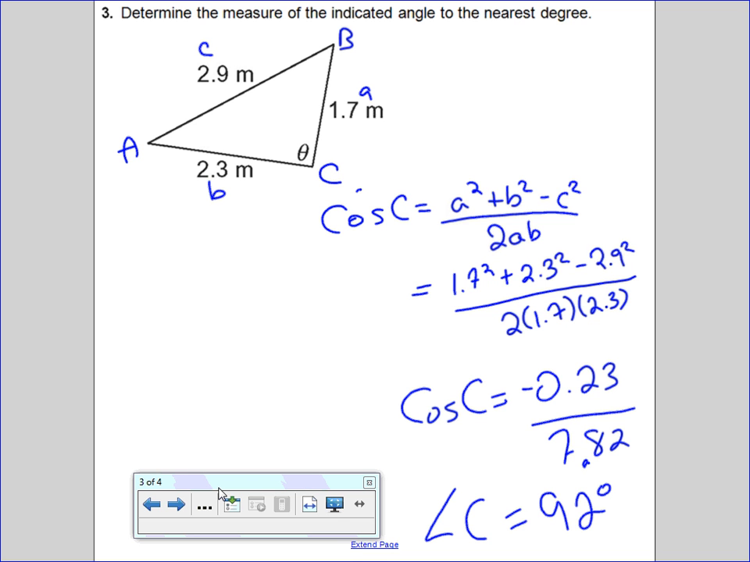92 degrees. Why are you packing up? Take it off? So you're not even going to wait for us to be done? No.